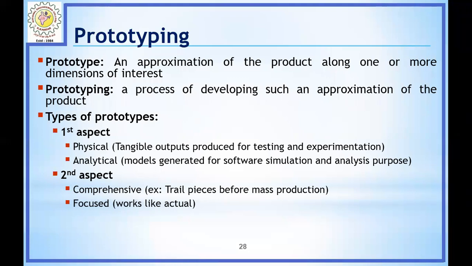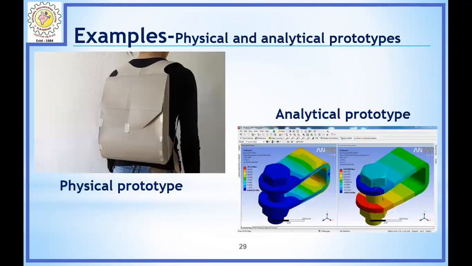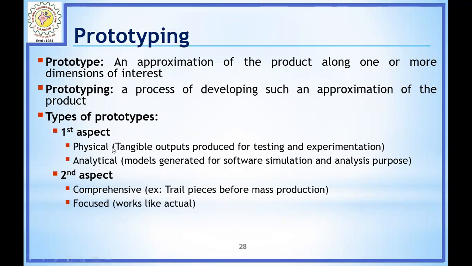We can consider two different aspects in the prototypes. The first aspect is physical and analytical. The second aspect is comprehensive and focused. Without seeing examples, it's not easy to understand the terms, so let me go with the examples. See, I listed two different prototypes here: physical prototype and analytical prototype, which come under the first aspect, physical and analytical.